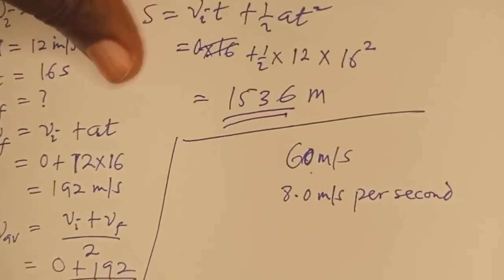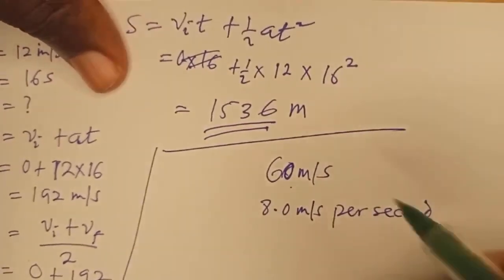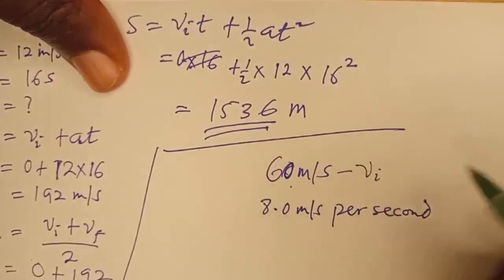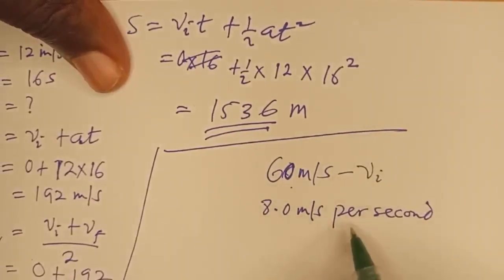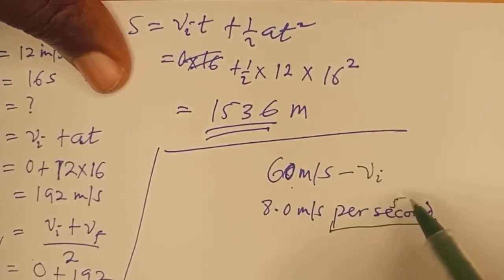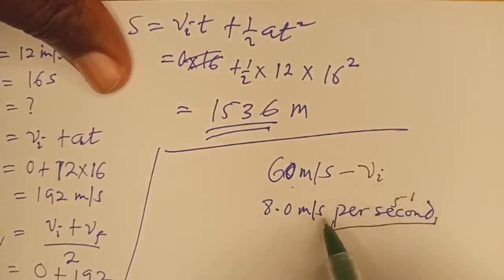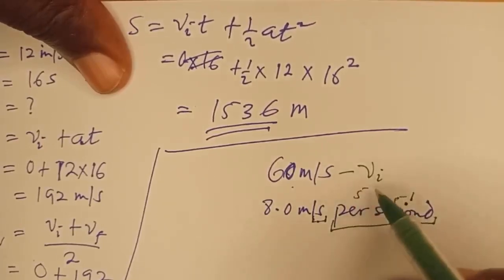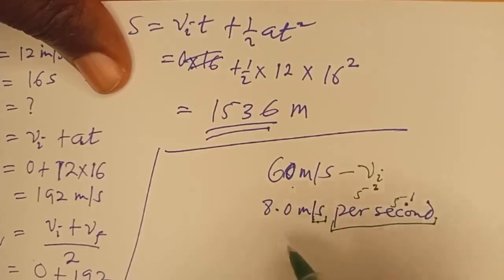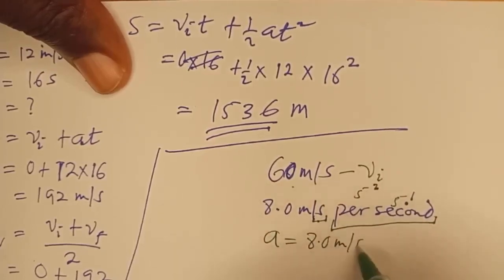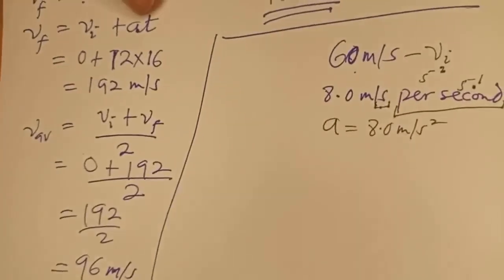So from what we are given here, we know that this is our v sub i, and this is our acceleration, because here they mentioned per second, so you have per second here, and in this unit you have per second, so per second plus this per second will be per second squared. So this is actually acceleration. Your acceleration is 8.0 meters per second squared.